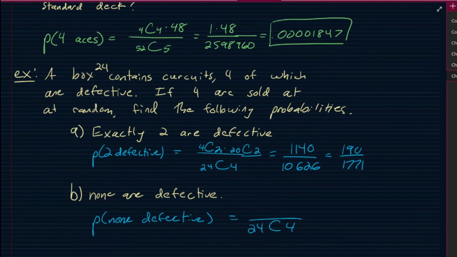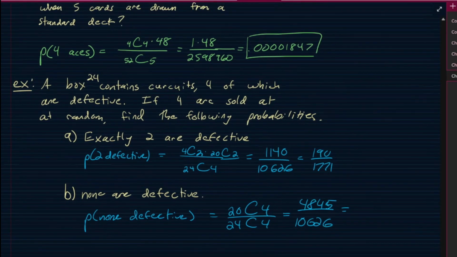And in this case, what's our numerator going to be? We want to make sure that none of them are defective. So we've got to choose only from non-defective ones. If there's 24 circuits, 4 of which are defective, that would mean 20 are not defective, and we're also choosing 4 still. So it'd be 20 choose 4 over 24 choose 4, which is, well, I'll write out first what it is. 4,845 over 10,626, which is 1,615 over 3,542.